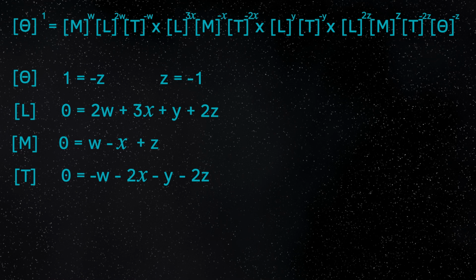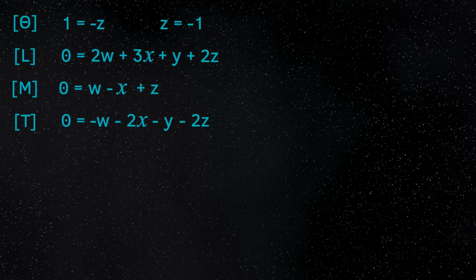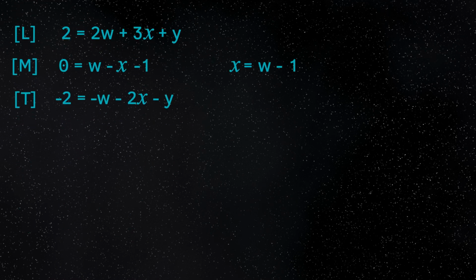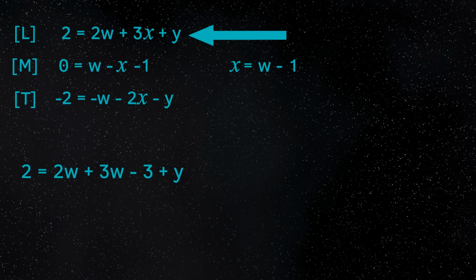We know that z equals minus 1, so we can substitute minus 1 into these equations. And it's going to give us for L, 2 equals 2w plus 3x plus y. For M, 0 equals w minus x minus 1, so therefore x equals w minus 1. And for T, minus 2 equals minus w minus 2x minus y. We can now substitute our value of x, which is w minus 1, into the equations. So substituting it into this equation here gives us 2 equals 2w plus 3w minus 3 plus y.